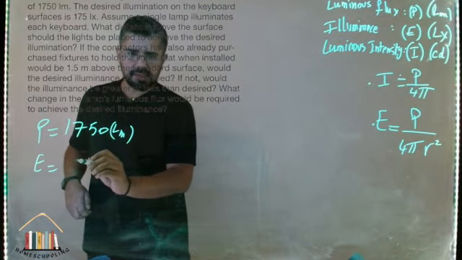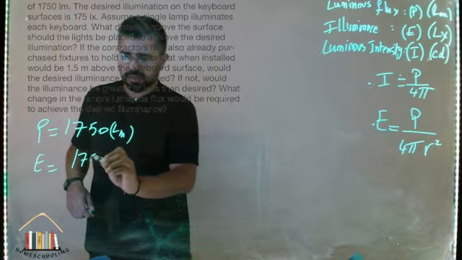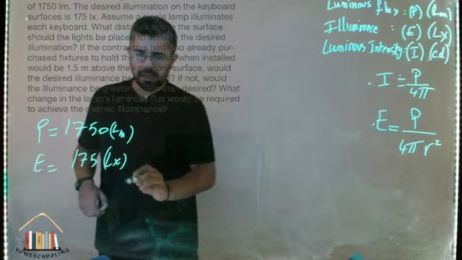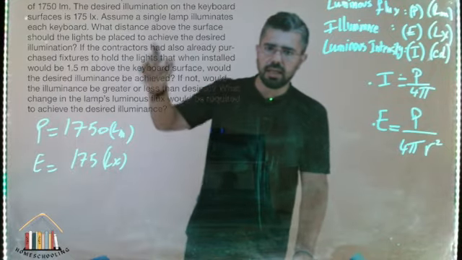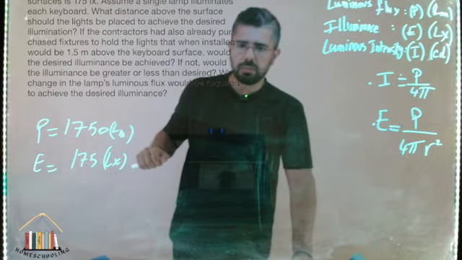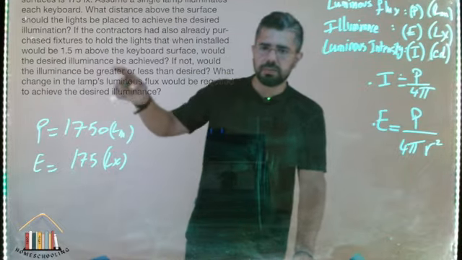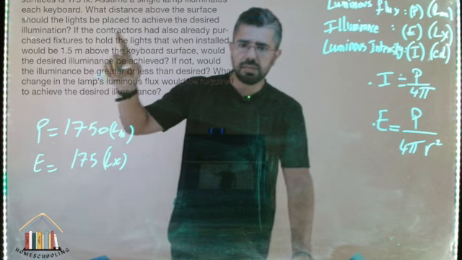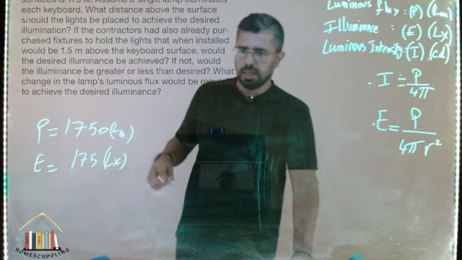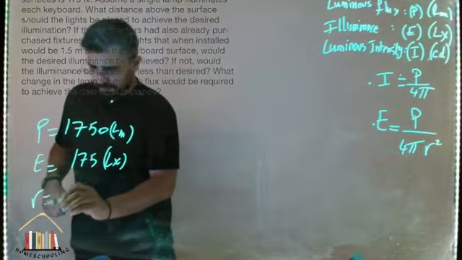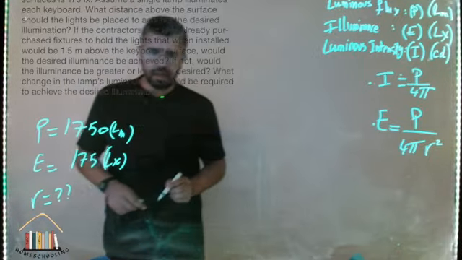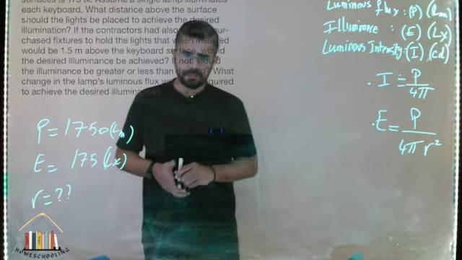This means the minimum, 175 lux inside the library. So assume a single lamp illuminates each keyboard. What distance above the surface should the lights be placed to achieve the desired illumination? So what is the distance? They are asking for r. In this case, r is the unknown.